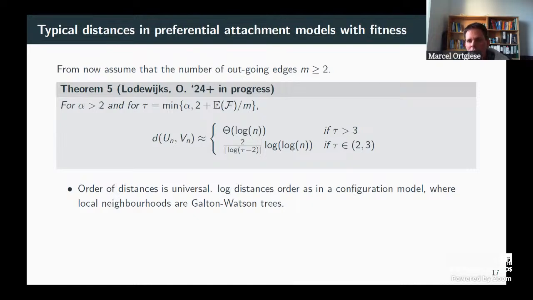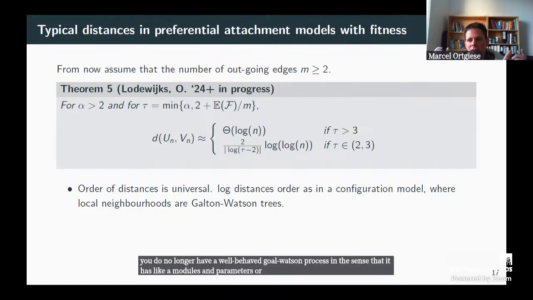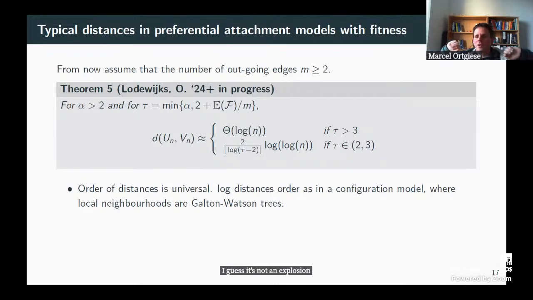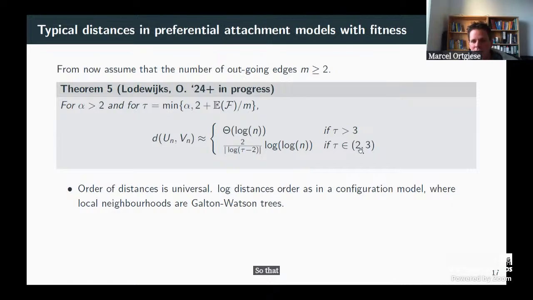What breaks down here is that if the tail exponent is between 2 and 3, you no longer have a well-behaved Galton-Watson process, in the sense that it has a Malthusian parameter or whatever. So your branching process, I guess, explodes. It grows much faster than a branching process with finite mean. So that changes here.